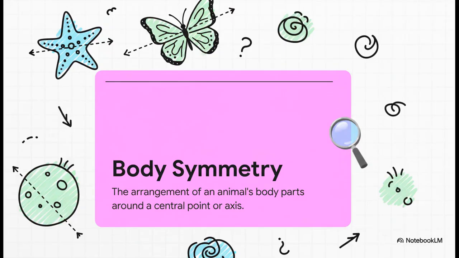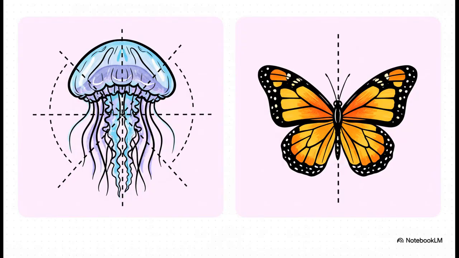Next up on the checklist is symmetry. Now, this might sound simple, but it is a massive fork in the evolutionary road. It's really all about how you can slice up an animal and get two matching halves. And this breaks it down perfectly.